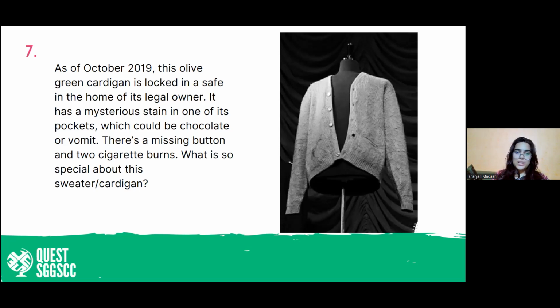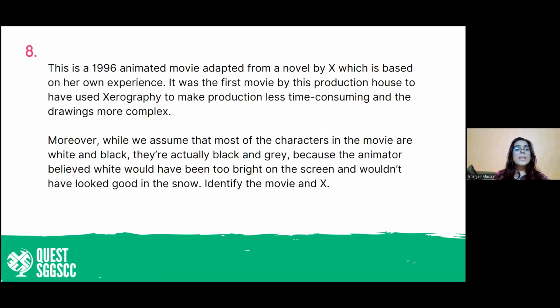Moving ahead to the eighth question. This is a 1996 animated movie adapted from a novel by X, which is based on her own experience. It was the first movie by this production house to have used xerography to make production less time consuming and the drawings more complex. Moreover, while we assume that most of the characters in the movie are white and black, they're actually black and gray because the animator believed white would have been too bright on the screen and wouldn't have looked good in the snow. Identify the movie and X.